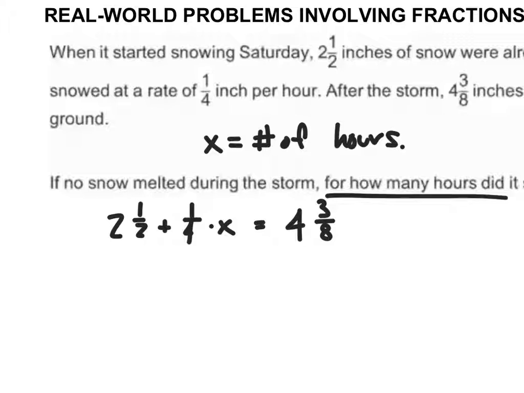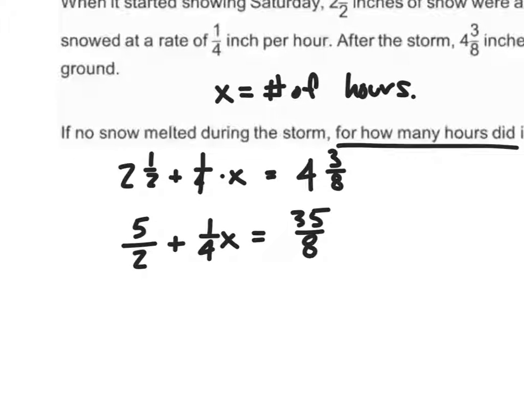And so that's going to give me 2 times 2 is 4 plus 1 is 5 over 2. You keep your denominator, okay, plus 1/4 x, and that's going to equal 4 3/8. So let's do 8 times 4, and then add 3 to that, and that's going to give me 35/8 inches, okay?